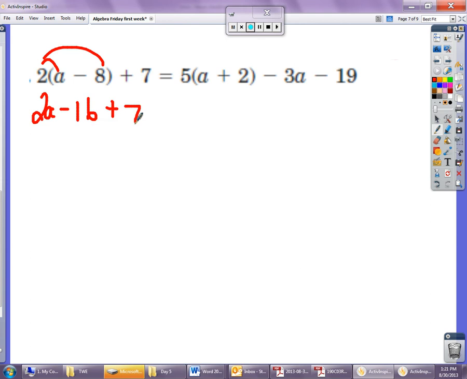And I'm going to bring down everything else. Now here, I could bring this down, but since we know we're going to distribute with our next step, I'm going to go ahead and do all the distributing and bring down everything else.